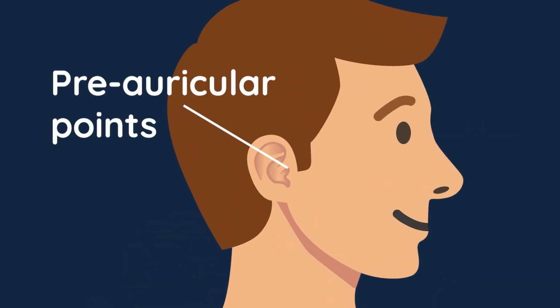The preauricular points are small notches just above the ear canals. These are your lateral landmarks. Together, these 4 points define the 10-20 grid for EEG placement. Without them, accurate staging would be impossible.